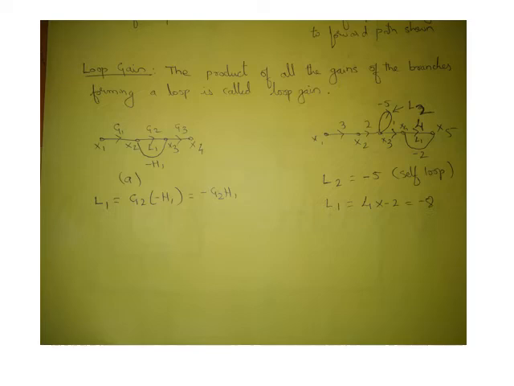A loop gain is the product of all the gains of the branches. Here I have just given an example. We have already studied what a loop gain is. This is one loop. The gain is G2 into minus H1, which is minus G2 H1. There are two loops here, one self loop and one more loop. The self loop gain is minus 5. The other loop gain is 4 into minus 2, which is minus 8. So that is the loop gain.